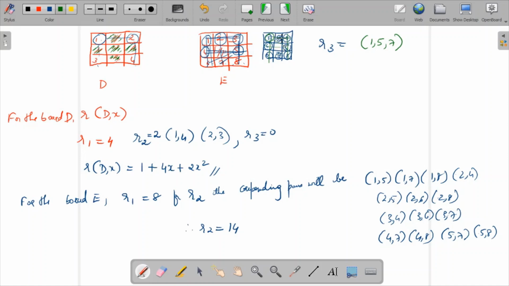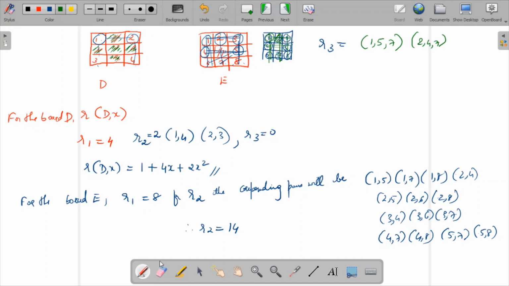Okay, 1, 5, 7. Now we'll go to 2. When you go to 2, this is not there, this is not there. So you can either get it with 2, 4 or 2, 5. When you do 2, 4, then this is not there, this is not there. So it will be 2, 4, 7. Well, no, you cannot combine 2, 4, 7, because 2 and 7 lie in the same row.